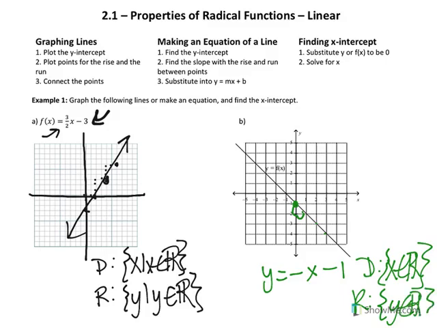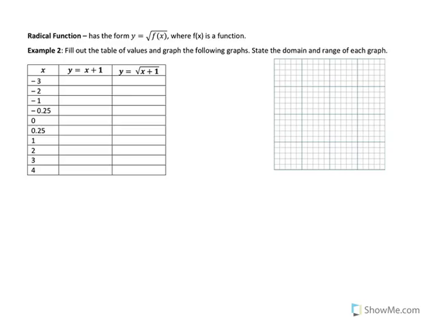Okay, so utilizing this information, we're going to graph radical functions. What we're going to do is graph the original y equals x plus 1, and then we're going to take the square root of that function. So if I plug in -3, we go -3 plus 1 is -2. -2 plus 1 is -1. -1 plus 1 is 0. -0.25 plus 1 is 0.75. 1, 1.25, 2, 3, 4, 5.